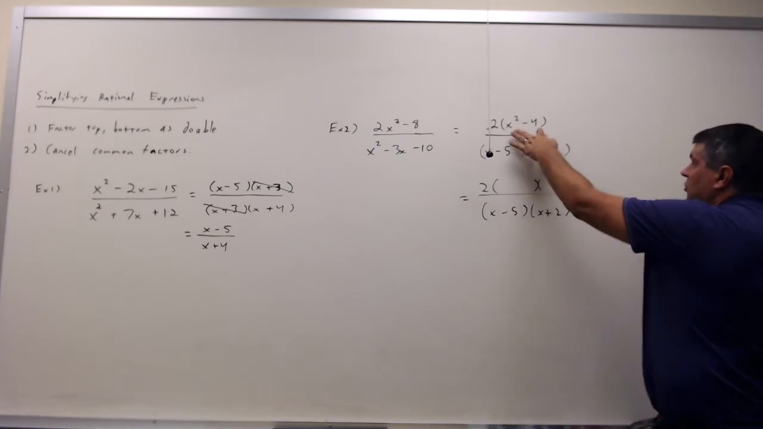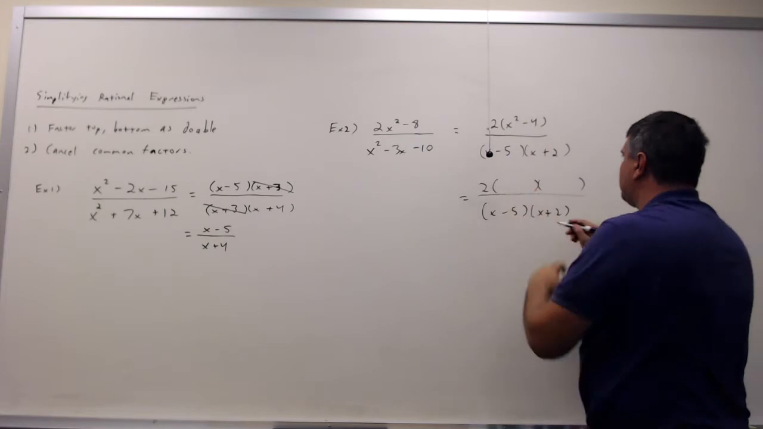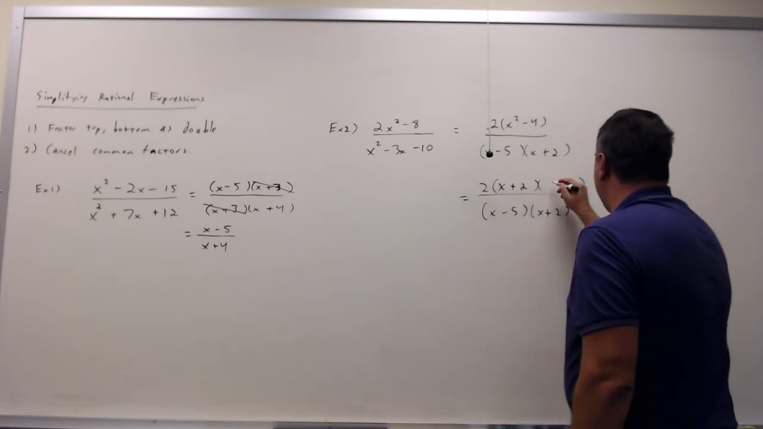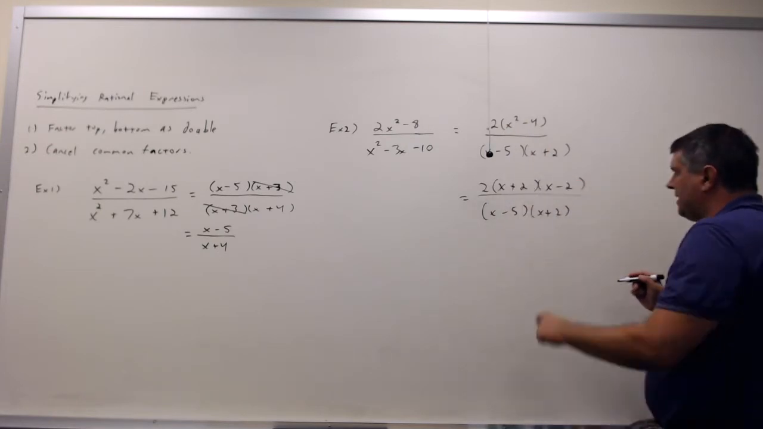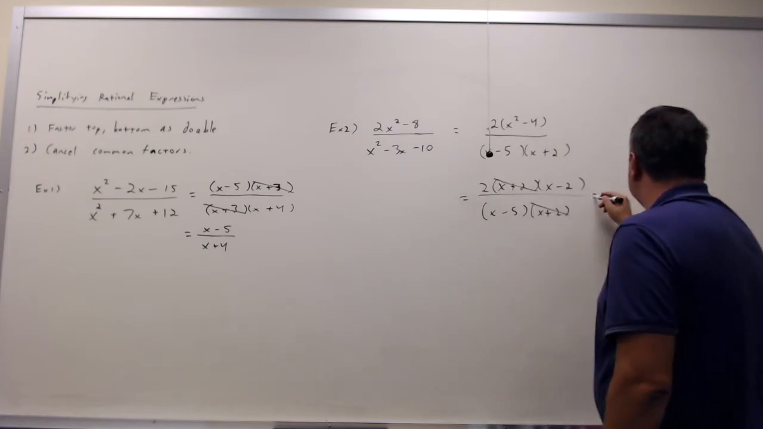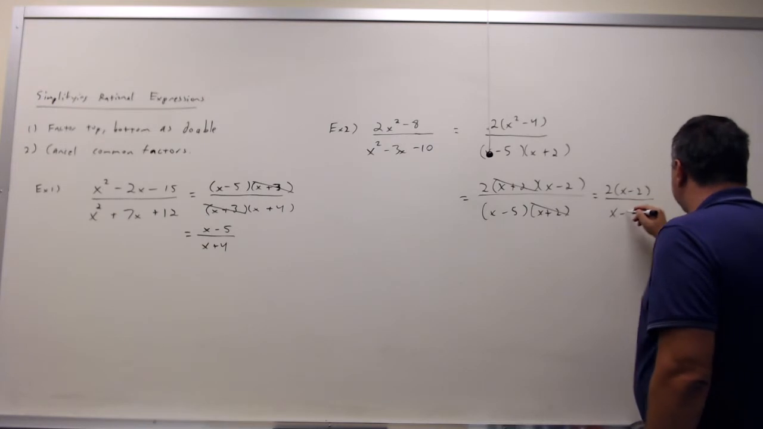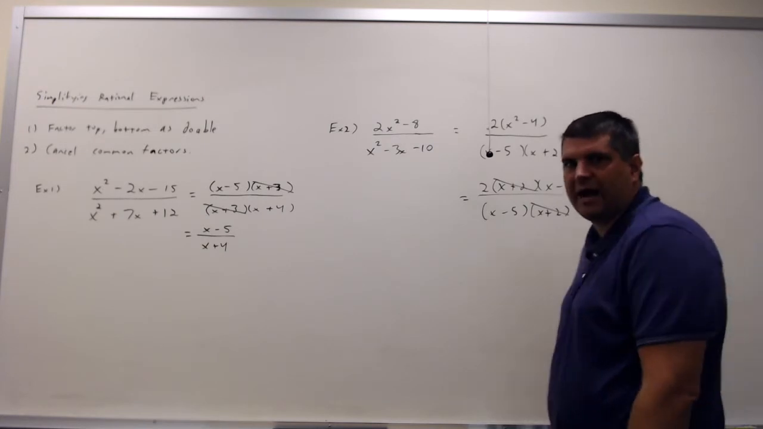This is a difference of squares, x squared minus 2 squared. So I'll have x plus 2, x minus 2. And they both have x plus 2's. So that leaves me 2, x minus 2 over x minus 5. You can leave these in factored form.